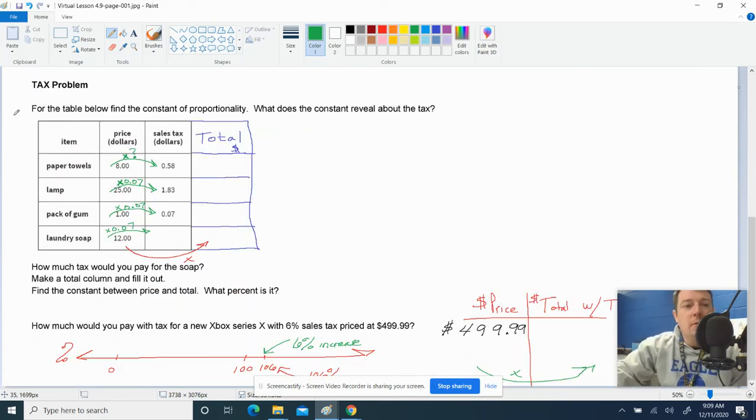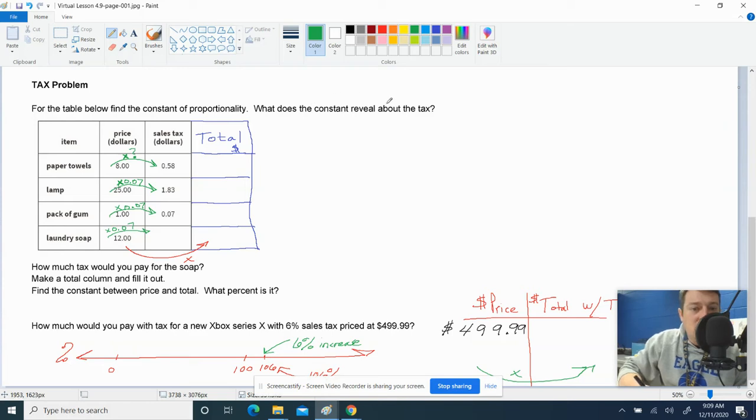All right. So for the table below, I want to start off by finding the constant of proportionality. I've listed out things that have a price: paper towels, lamp, pack of gum, laundry soap, things that you would purchase in a store. And then in the next column is how much tax you would get charged in this particular state. The first thing I did is find the constant of proportionality. I did the tax divided by the price, the tax divided by the price, tax divided by the price, and I found out that it was 0.07. So they're multiplying by 0.07 to get to the tax.